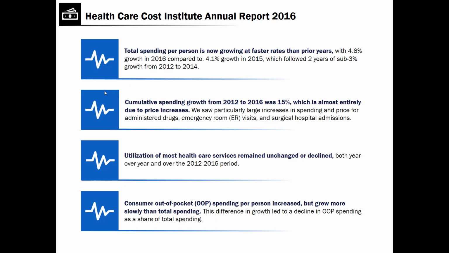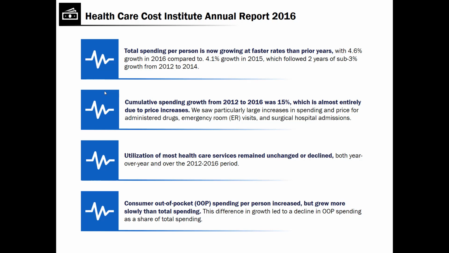So I want to go over some of the high-level takeaways from the report. We find that total spending per person is accelerating among the employer-sponsored insured population. In 2016, growth was 4.6% compared to 4.1% in 2015, and sub 3% growth in 2012, 2013 and 2014. When we calculate a 5-year cumulative spending growth, it was 15%. And as you'll see in many subsequent slides, we attribute almost all of this spending growth to price increases, not to increases in utilization.